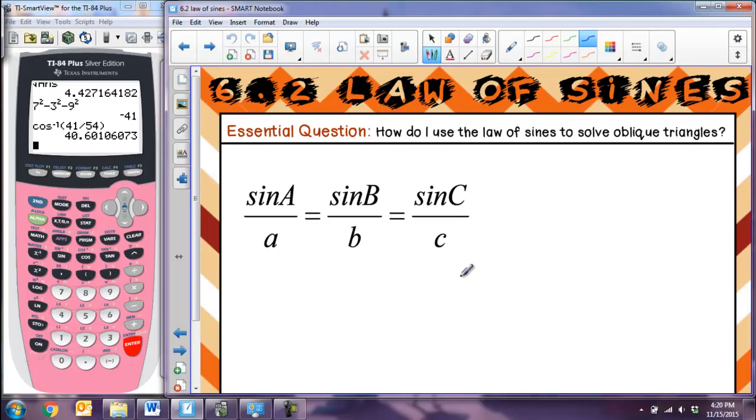The other nice thing about this being a big proportion is you can also flip it, and have side A over the sine of that angle equivalent to side B over the sine of that angle, and then the last side equivalent to the sine of that angle. This formula will work for any triangle. It does not have to be a right triangle. So let's do some example problems.